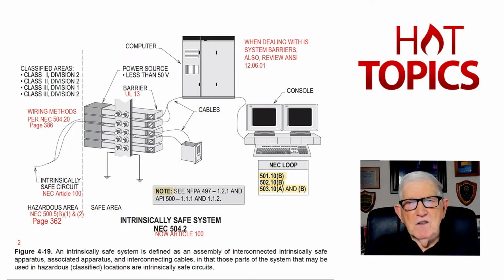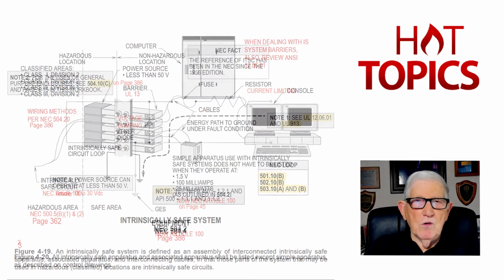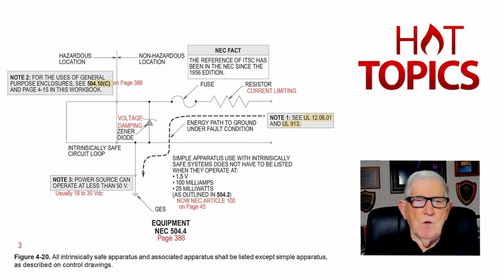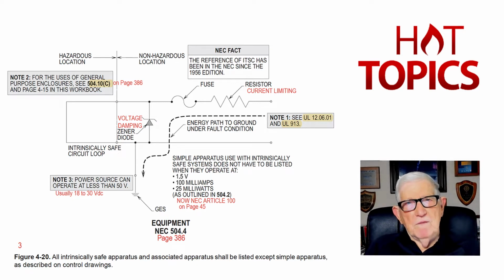Now, this illustration just points out what I just went over with you. And again, it points out that the information about the barrier can be found in UL 913 and UL 12.06.01. Now we're going to move to the third illustration, or figure, that we want to look at. And we're dealing with the equipment.